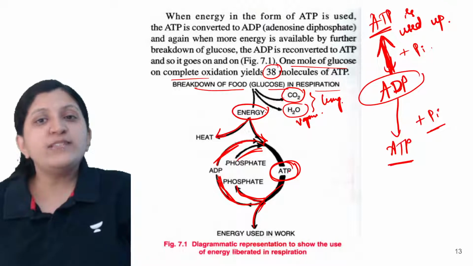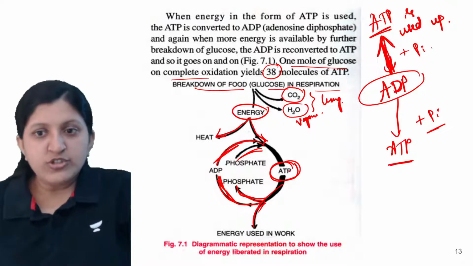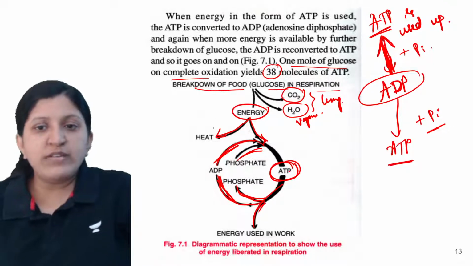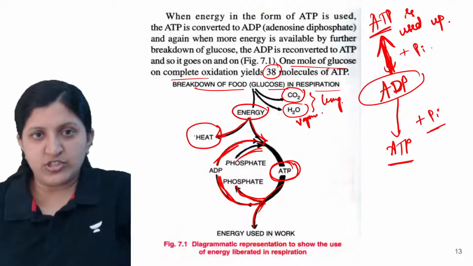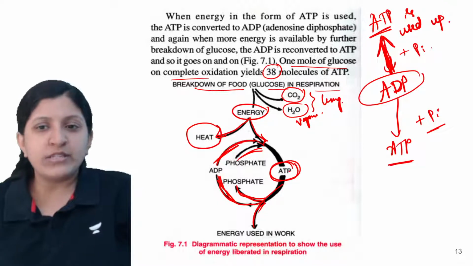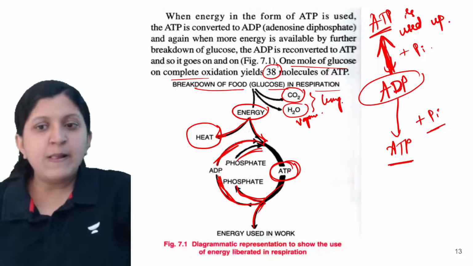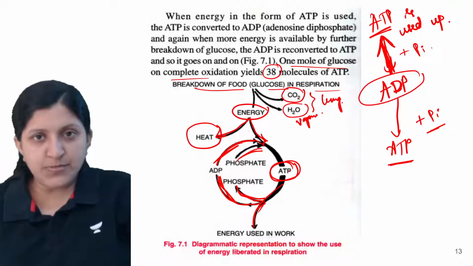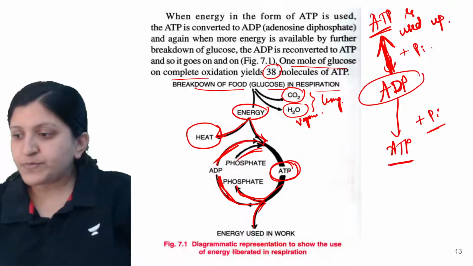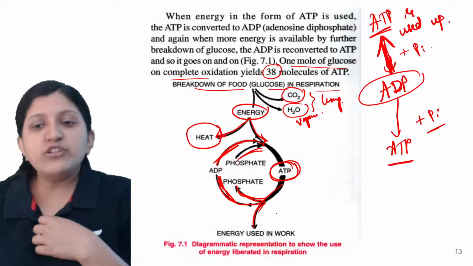With respect to that, what will happen? Some of the energy will remain as heat energy. All the energy is not converted into ATP there. So that energy is used up in forming ADP plus phosphate, and ATP formation occurs there. All right, so energy is used in work.